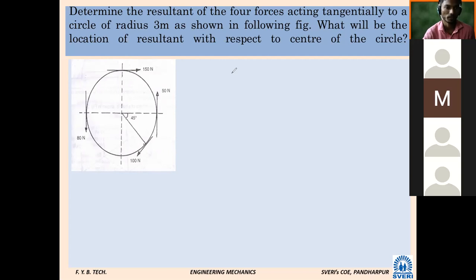Do you feel this problem is simple, or shall we solve it first? Shall I give names to the forces 1, 2, 3, 4? This I will say 1. For this I will give the second name as the second force. Then this is third, and this one is the fourth force.